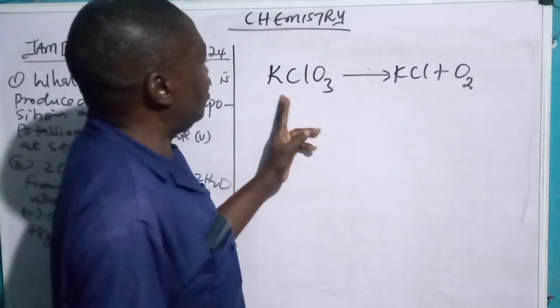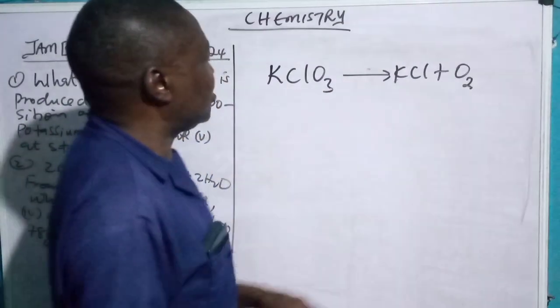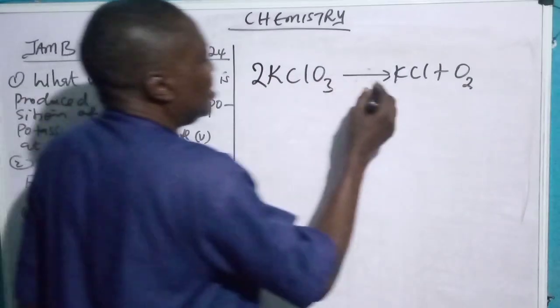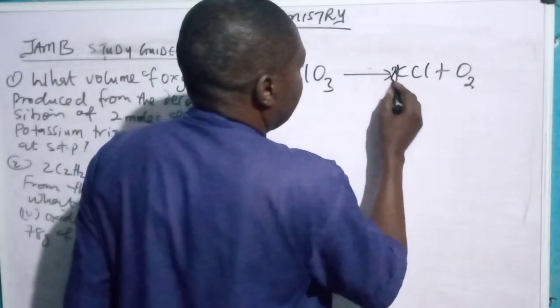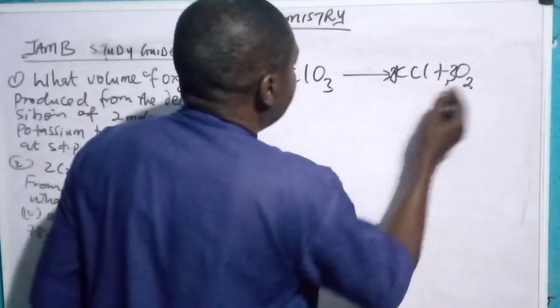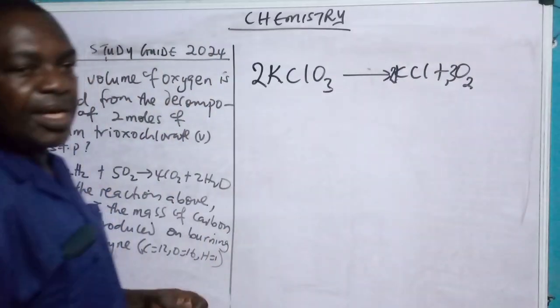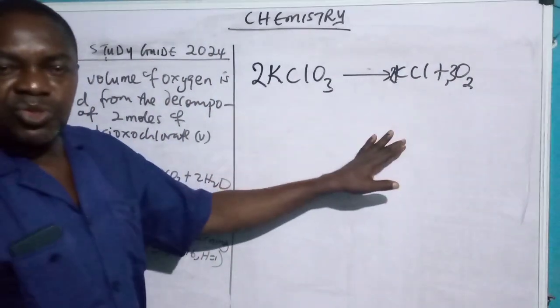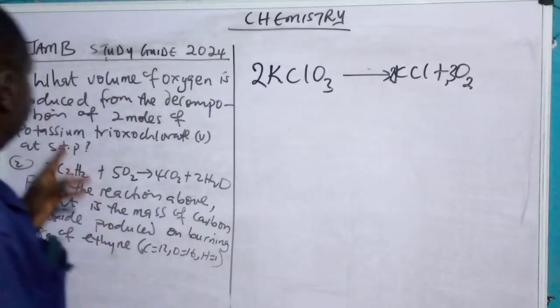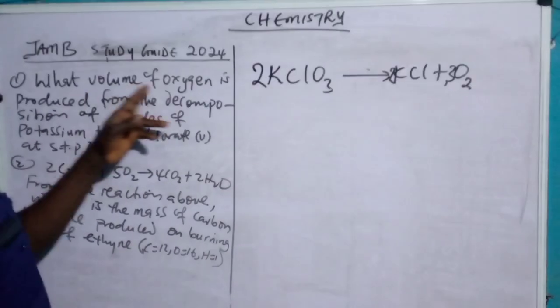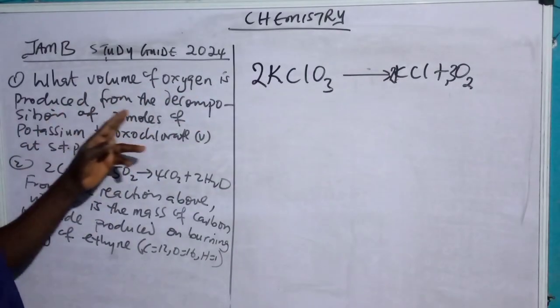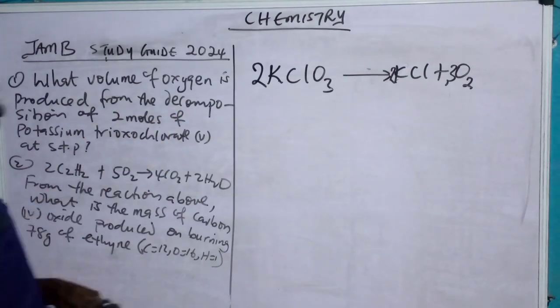So you can look at it. You have oxygen 2 here, oxygen 3 here, so it's not balanced. Put 2 here, 2 here, and 3 here. So this is 6 oxygen, 2 potassium, 2 chlorine atoms. So this is the equation. You must know how to balance the equation first. Now the question says, what volume of oxygen is produced from the decomposition of this?